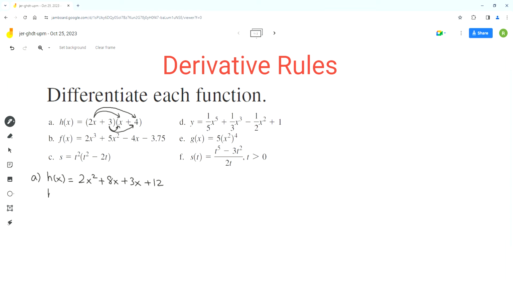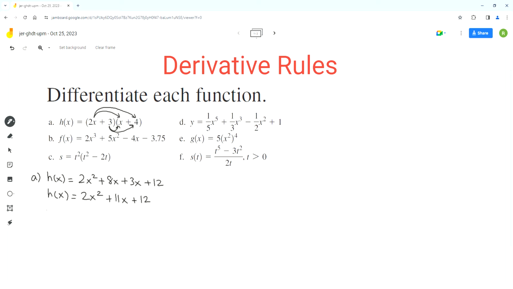So now we can combine like terms. So we get 2x squared, and the like terms are 8x and 3x, which is equal to 11x, plus 12. So this is the simplified form of the given function h of x, and now we can differentiate this function.